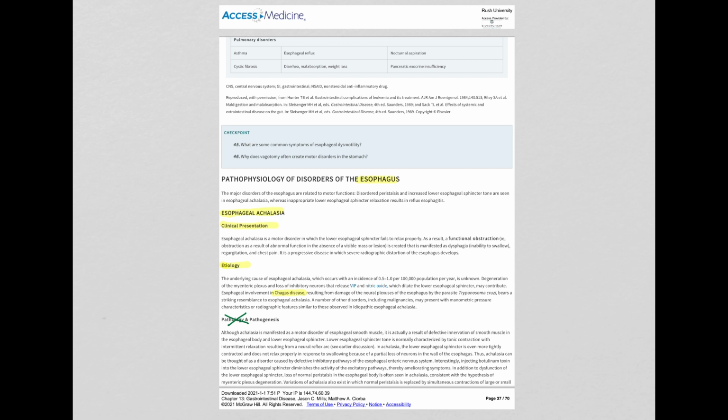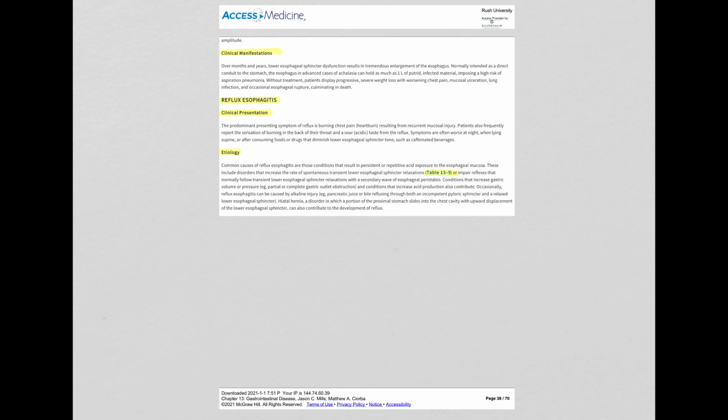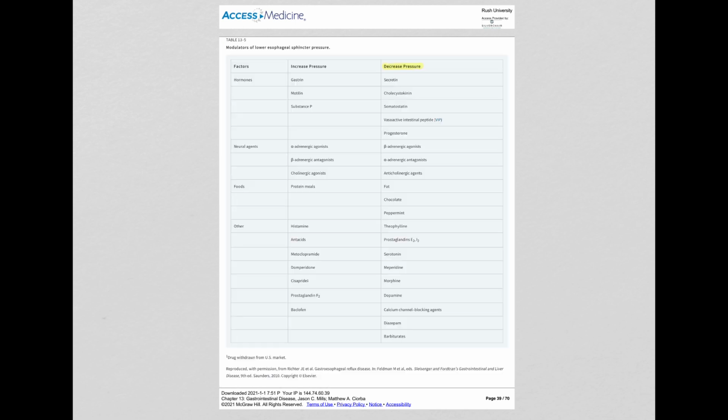achalasia, the clinical presentation, and the etiology. You can skip the pathology and pathogenesis section, but do read the clinical manifestations. Then for reflux esophagitis, read clinical presentation, etiology, including table 13.5, which is here. Note the things that decrease pressure in the lower esophageal sphincter.